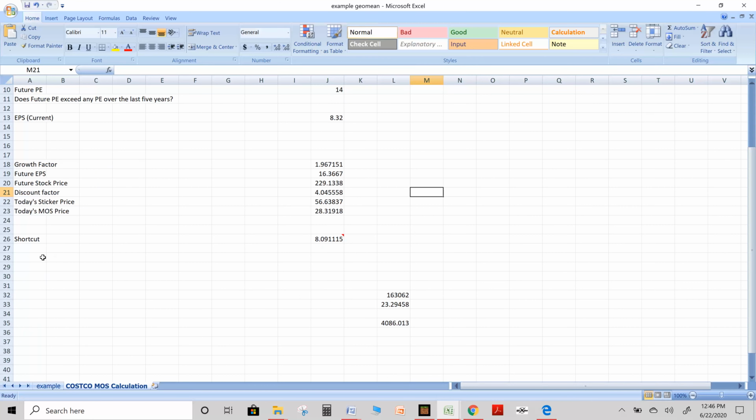Wanted to show you a quick shortcut. If you look here, if we're always asking for a 15% return and a 50% margin of safety, then I could simply take this discount factor, multiply it by 2 to get 8.09, and I'll take any future stock price, divide it by this number, and I'll get my MOS price. It's a constant as long as I'm asking for a 15% annual return and a margin of safety of 50%.